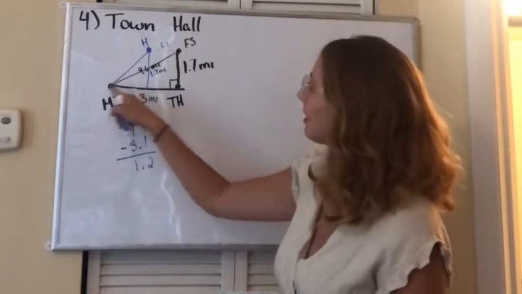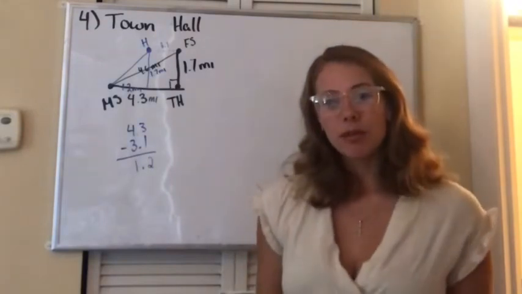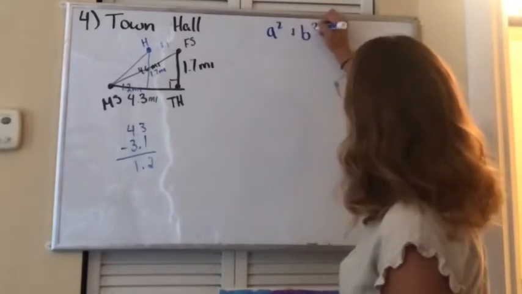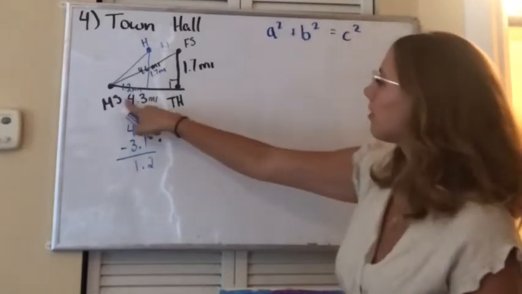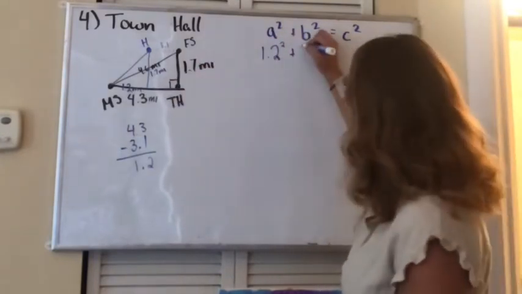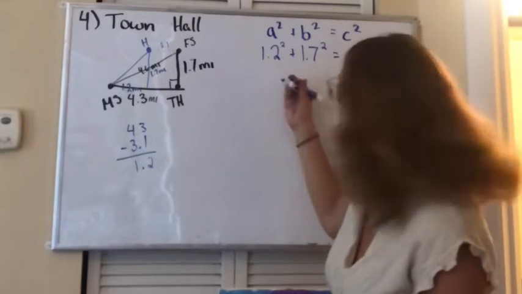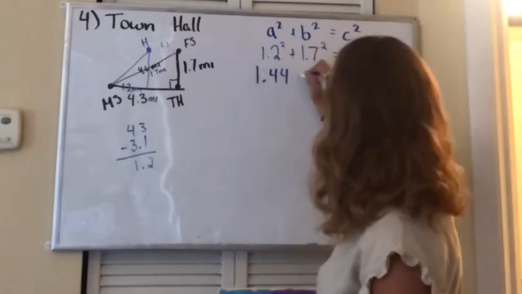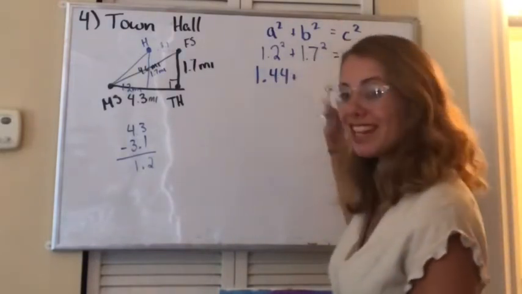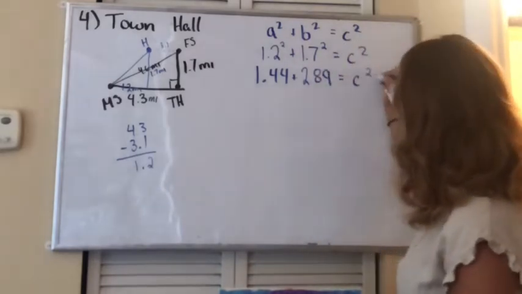1.2. So this little piece is 1.2 miles. And now that we know that information, we can use our Pythagorean theorem. a squared plus b squared is c squared. Our a squared is 1.2 squared plus our b squared is 1.7 squared equals c squared. 1.2 times 1.2 is 1.44 plus 1.7 times 1.7 is 2.89 equals c squared.